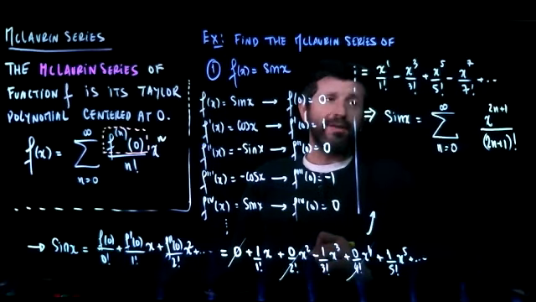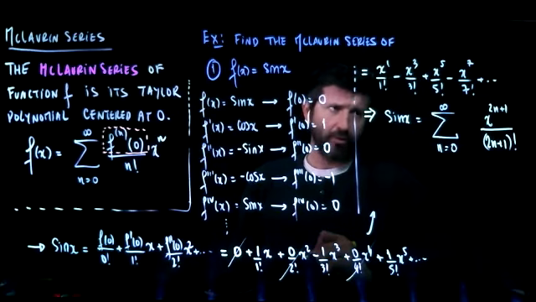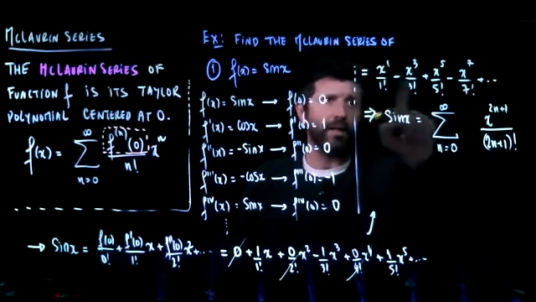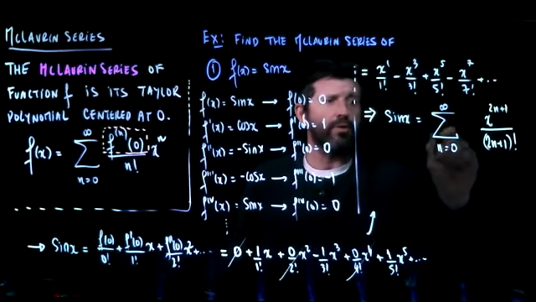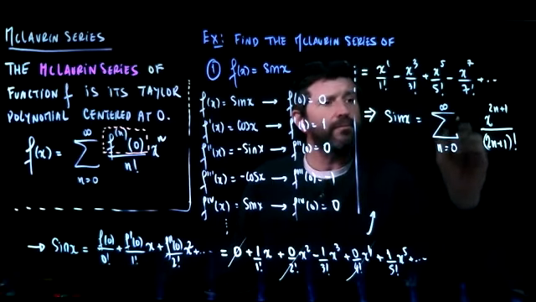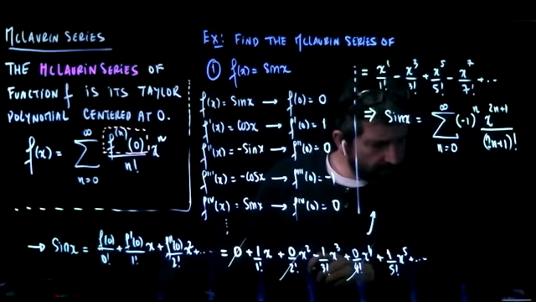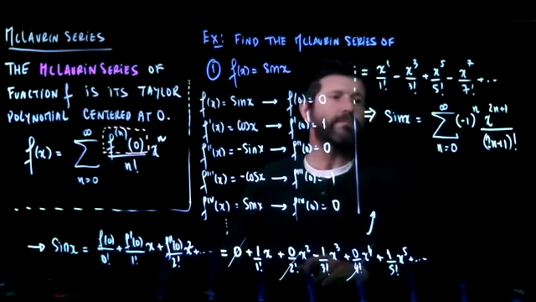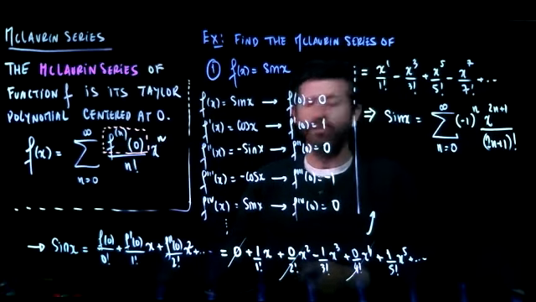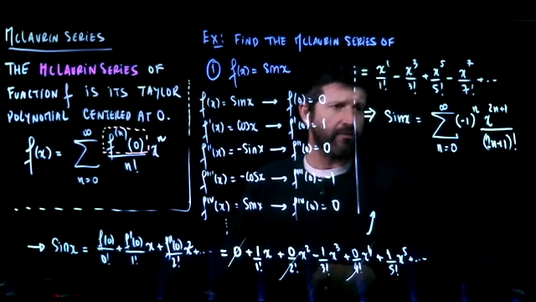There's only one thing that we didn't take into account. What is it? The sign. Very good. The fact that it alternates plus, minus, plus, minus. So what do I need to put here? Minus 1 to the power n. Very nice. Minus 1 to the power of n. And that's your MacLaurin series for the sine function.